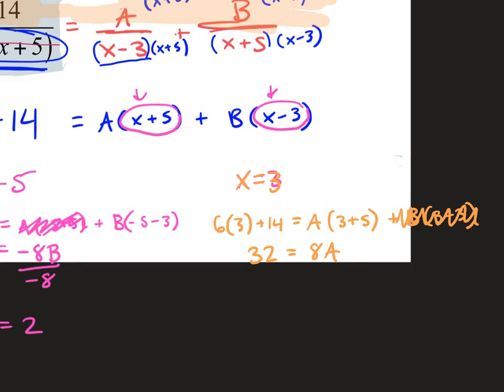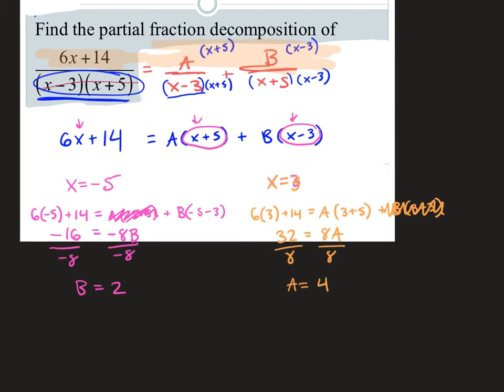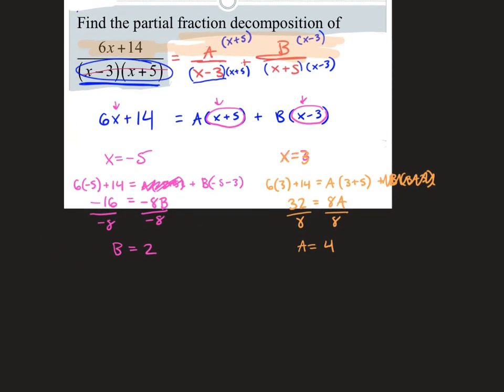Now we just solve for A. So divide both sides by 8. And what do we get for A? 4. Now we just take our A and B and plug it back into the original equation that we have up in red, up top. So we have A is 4 over x minus 3. B is 2, so plus 2 over x plus 5. So this is our answer.